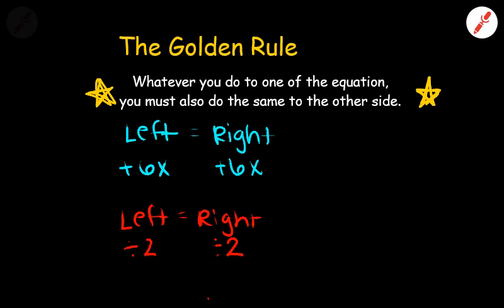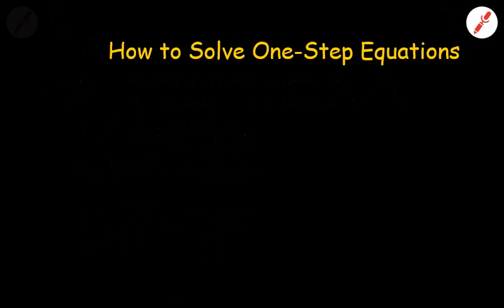So you can clearly see that whatever I am doing to one side of the equation, I have to do the exact same thing, the same operation, whether it's addition, multiplication, subtraction, or division. I must use the same operation and the same numbers and/or variables. Now we can actually get into solving one-step equations.